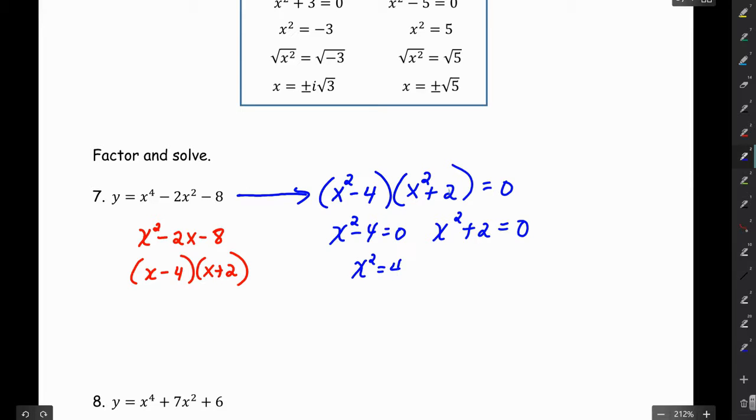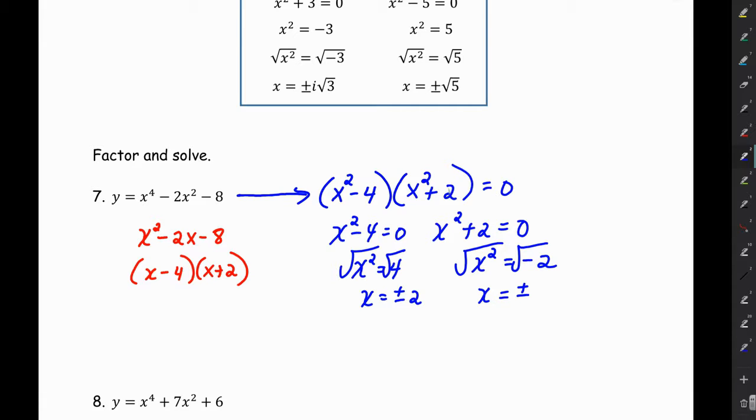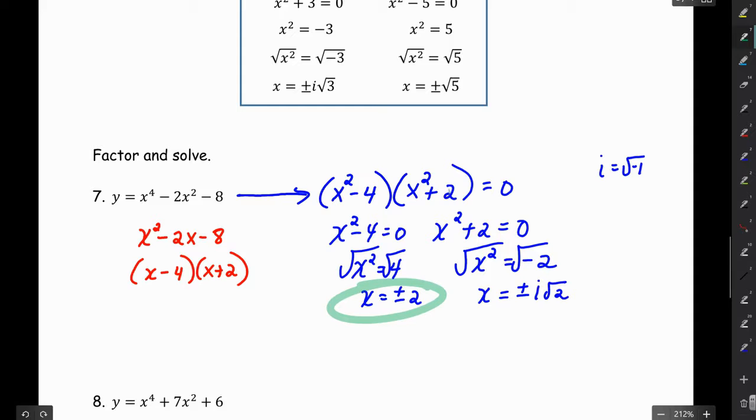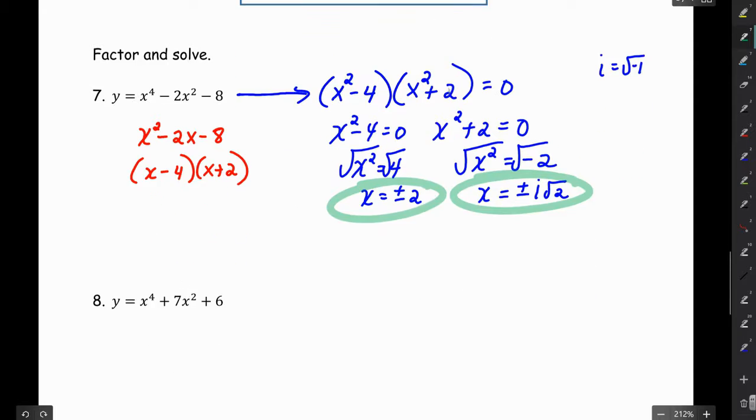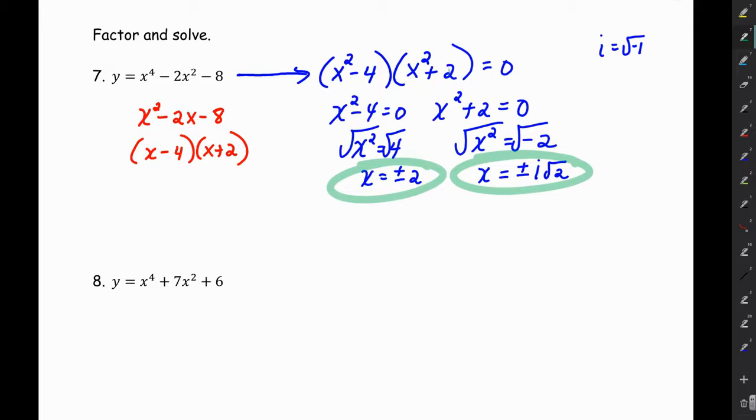I can move the 4 over here and take the square root of both sides. That's going to give me plus or minus 2. And here, I'm going to move that 2 over. I'm going to take the square root of both sides. So x is going to be equal to plus or minus. Now, that negative under the radical means that we have i in our answer because i is equal to the square root of negative 1. So this answer would be i root 2. We got 4 answers just like we were expecting. Right now at this point, I would say pause the video and try them on your own and come back when you're ready.